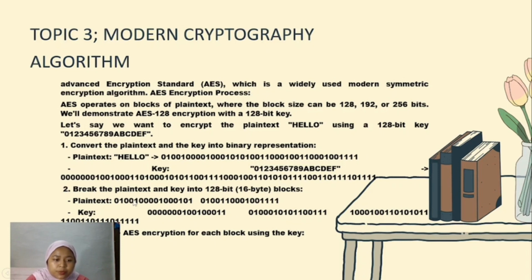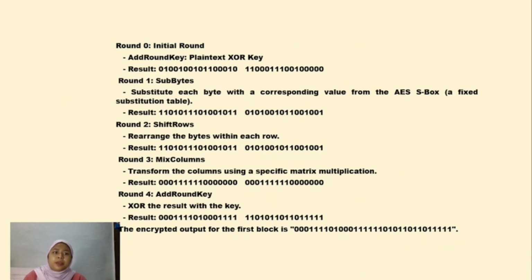Number 3 is perform the AES encryption for each block using the key. Round 0, the initial round, add round key, plaintext XOR key. Round 1, substitute each byte with a corresponding value from the AES S-box, a fixed substitution table.